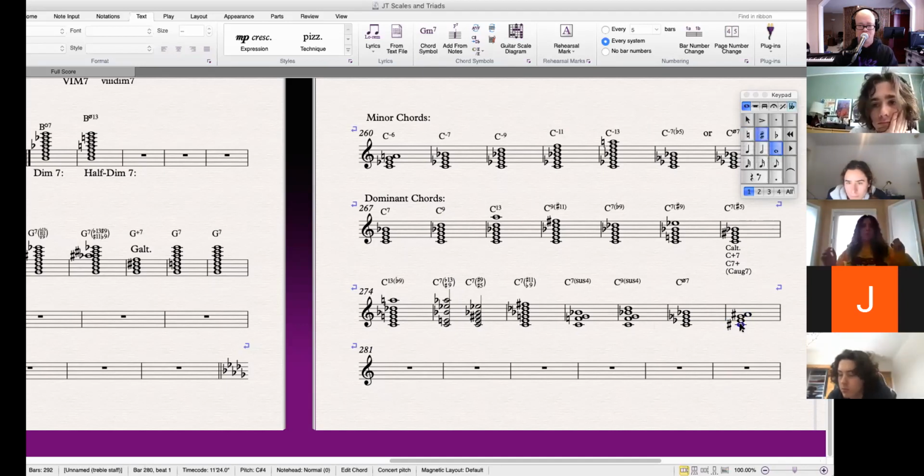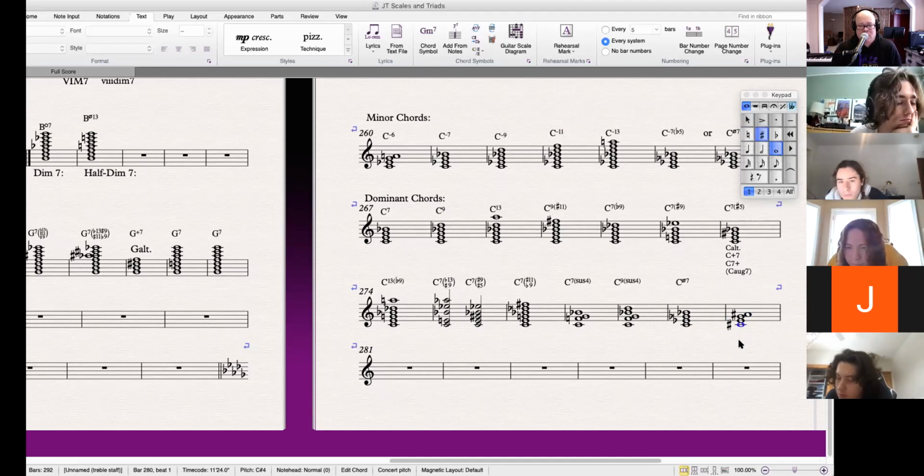Okay, what is this chord called? Can anybody tell me? These are all in root position.